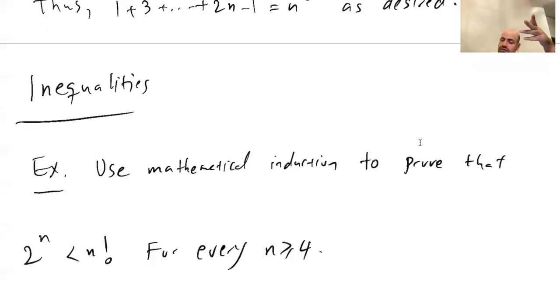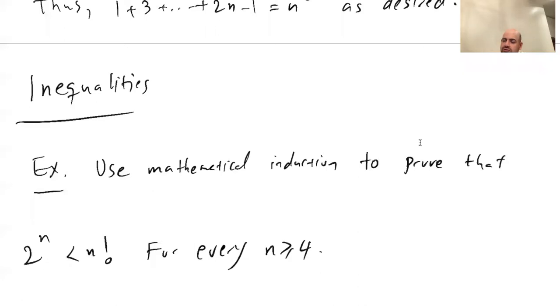But here we want to show that it's true for every n bigger than or equal to 4. So that means the only modification that we need is in our basis step. In the basis step, instead of checking that the statement holds for n equals 1, here we will check that the statement holds for n equals 4, and the rest is the same.